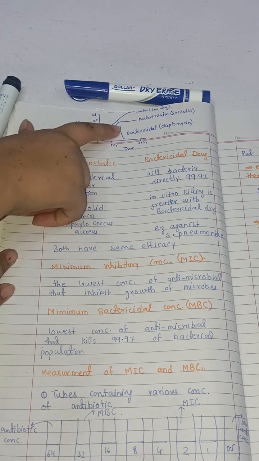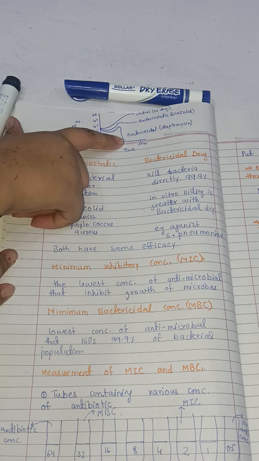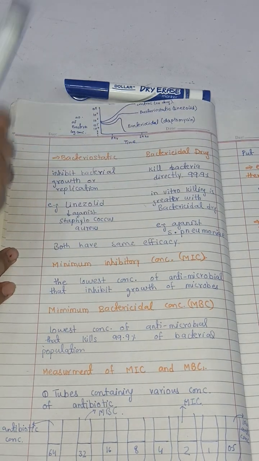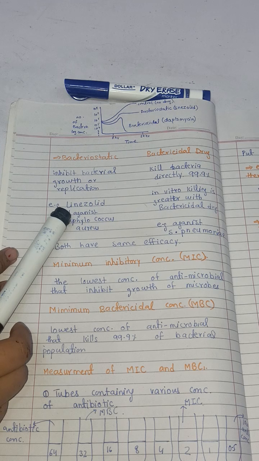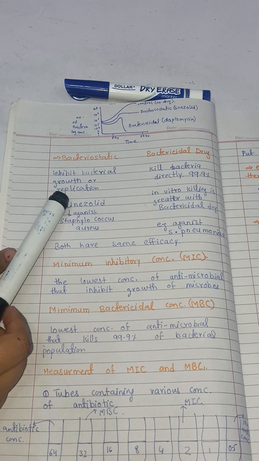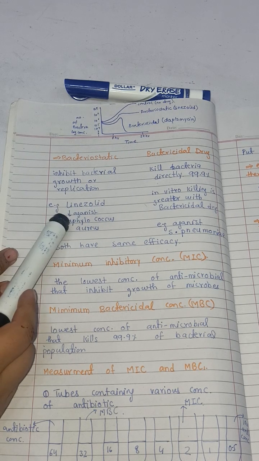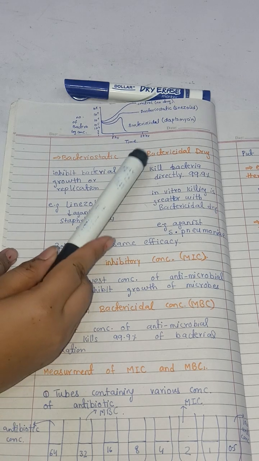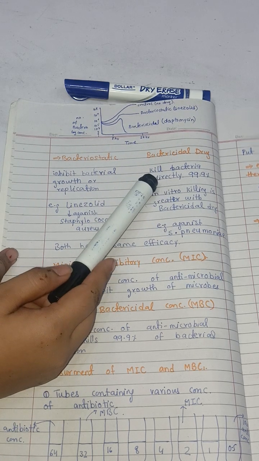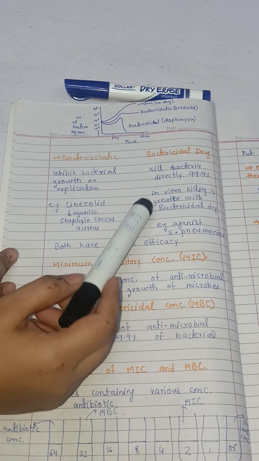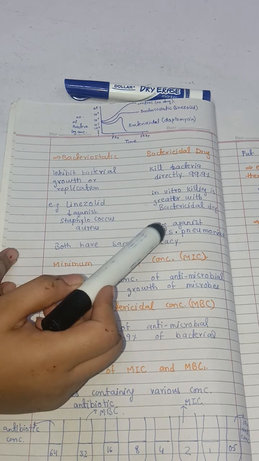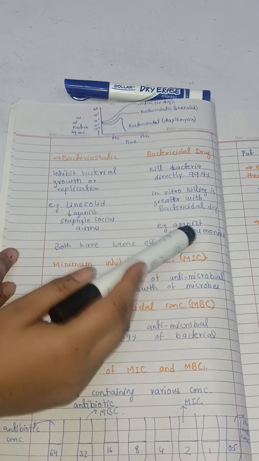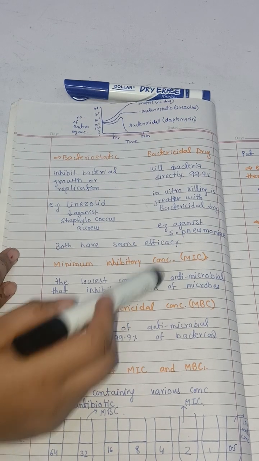When we give a bactericidal, its growth rapidly decreases because it kills the bacteria. Daptomycin is its example. So bacteriostatic drugs inhibit growth or replication. Linezolid is its example, which is used against Staphylococcus aureus. And bactericidal drugs kill 99% of the bacteria. In vitro killing is greater with the bactericidal, and it is used against Streptococcus pneumoniae. And the efficiency of both of them is the same.